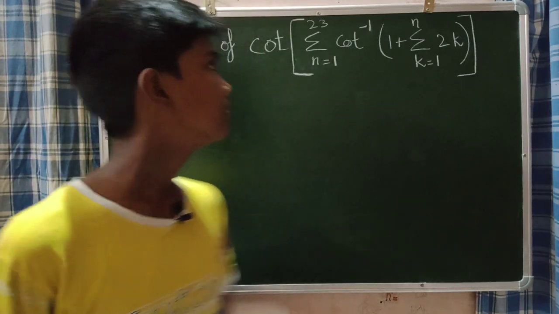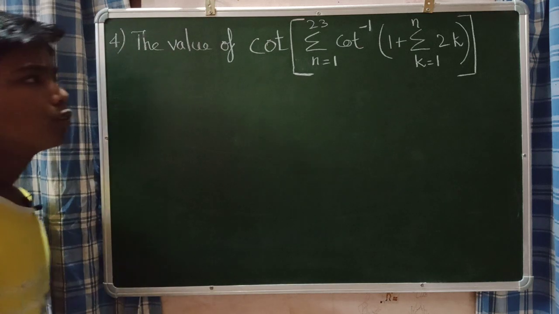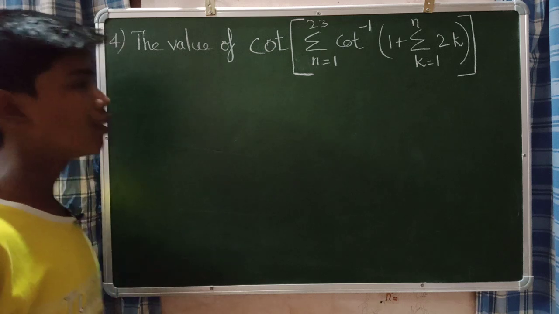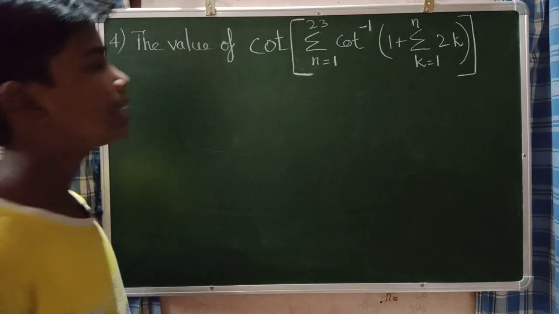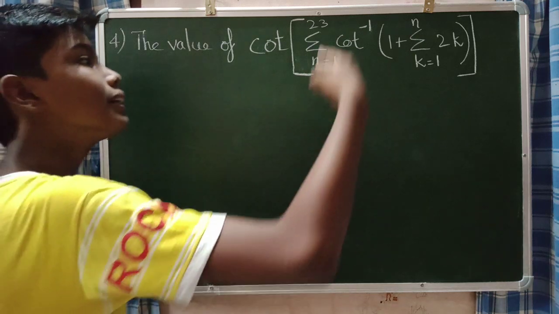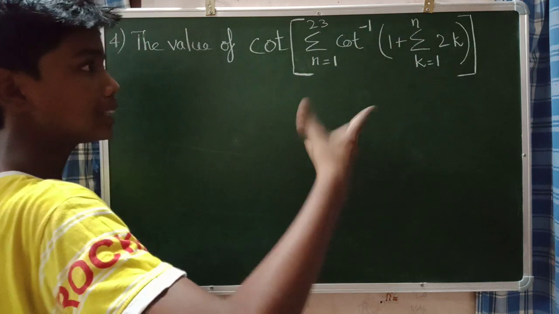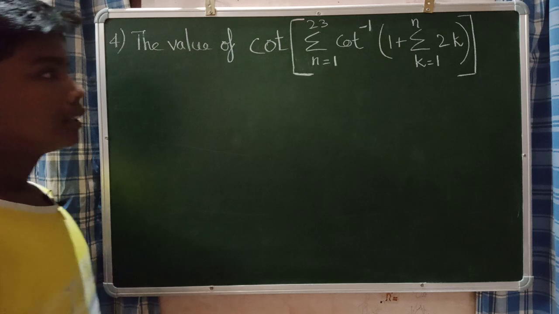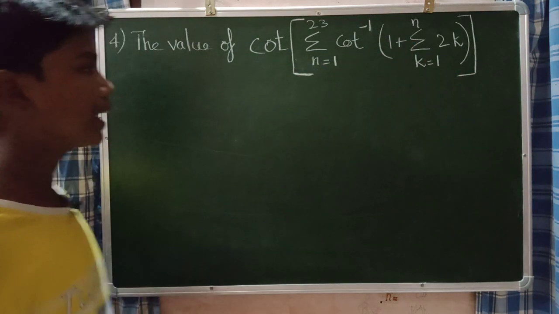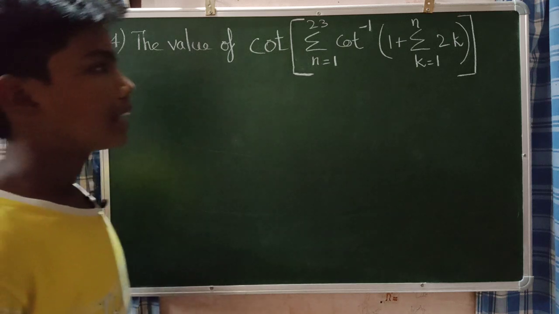Next question is, we need to find the value of cot of summation of n equal to 1 to 23 of cot inverse of 1 plus summation of 2k from k equal to 1 to n number of elements. Guys, we are having two summations in the question. Be sure of that. Okay. So how to solve this question, guys?